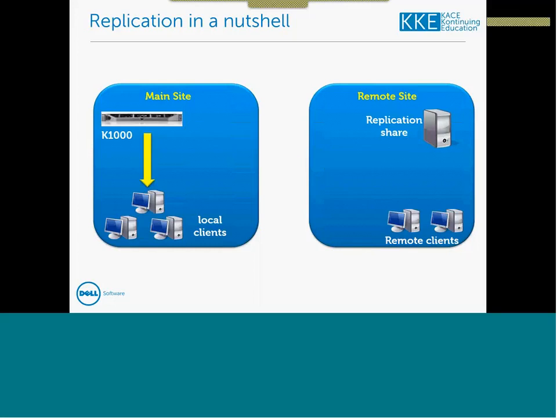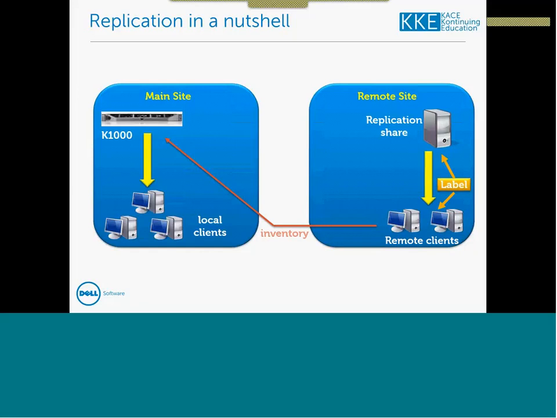On the other side, we do have remote clients which will be defined with a label. Defining them with the label will make sure that instead of going to the K1000, they will go and get the files from the replication share. We'll also see that we can set up a failover, so in case the replication share is not available, the machines will go to the main K1000. We'll discuss the pros and cons of this solution, and then we'll have the direct machine.